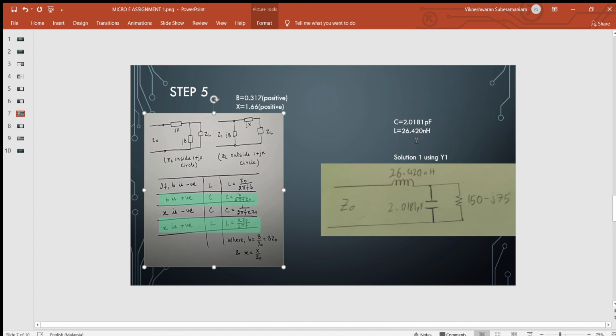After that, we can easily get our first solution, which uses y1. This is the first design, where the inductance will be in the series part and the capacitance will be in the shunt part.